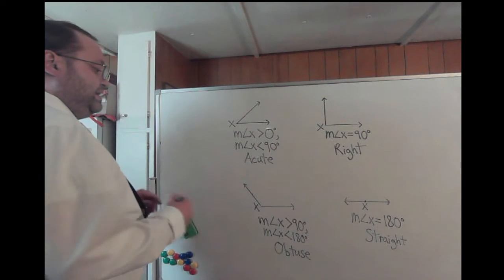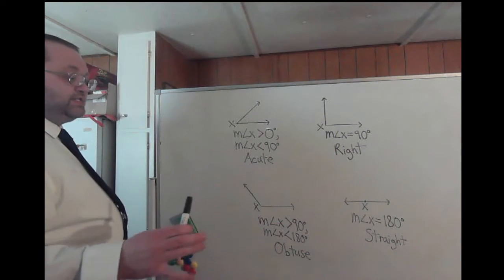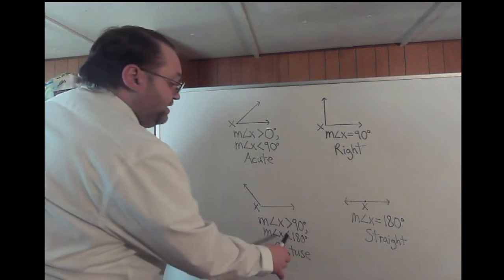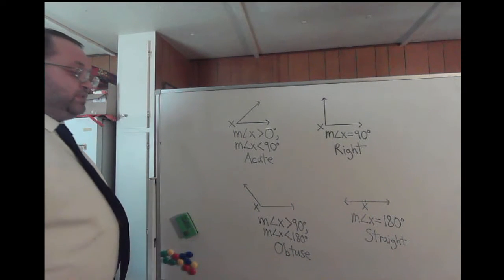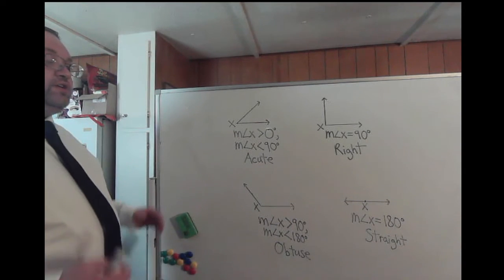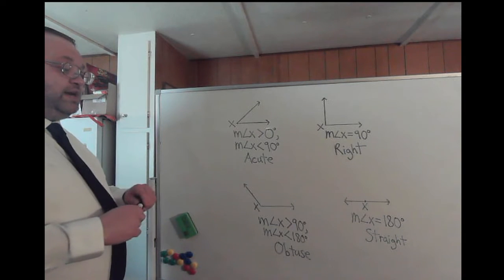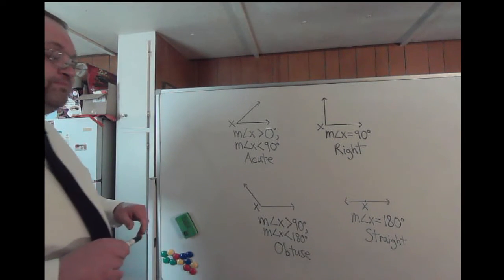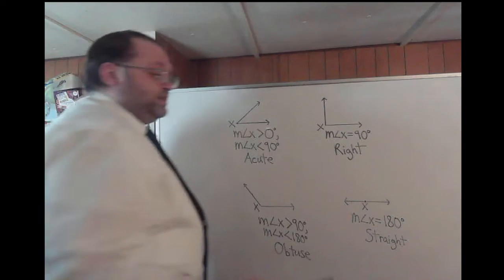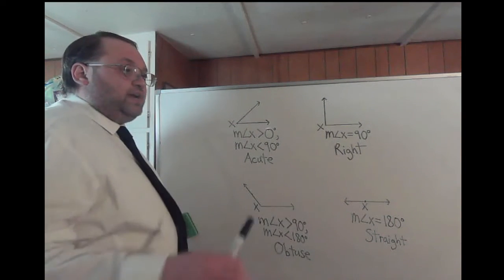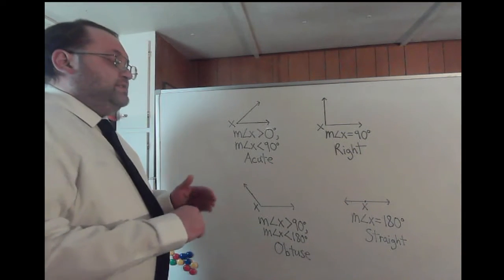If you have the measure of an angle that is greater than 90 degrees, but less than 180 degrees, it's called an obtuse angle. We have an obtuse angle drawn here. You can think of it like obese, obtuse, it's big. It's greater than 90 but less than 180. In the last angle we have here, if the measure of the angle equals 180 degrees, it is a straight angle. It's a straight line. So those are your four types of angles.